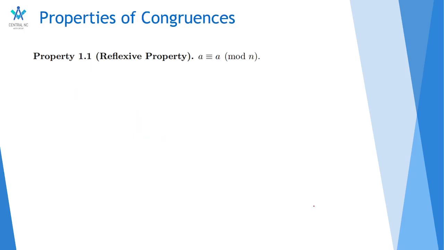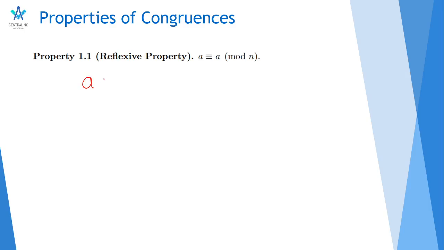So let's go on. I'm here to explain the properties of this, and we're going to prove some of these properties to show that we can do all these operations in modular arithmetic. You can add, subtract, and multiply in modular arithmetic, but you cannot divide. Division in modular arithmetic, so-called division, will be covered in the next part of the lecture. So here's property 1.1, the reflexive property. a is congruent to a mod n.